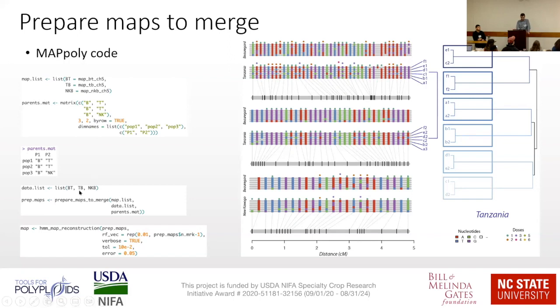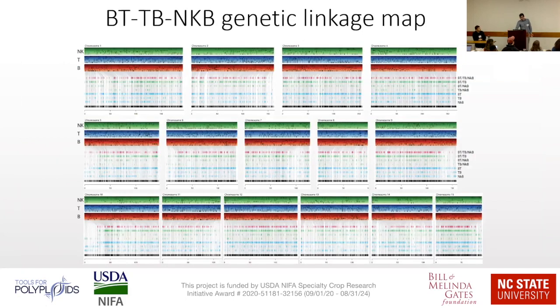And then you just run this function to prepare to merge maps. It will do all this stuff of seeing which homologs have the correspondence among populations. And then having this object, you just run the HMM map reconstruction, and you will reconstruct a map for the whole population, right? And this is our final map.